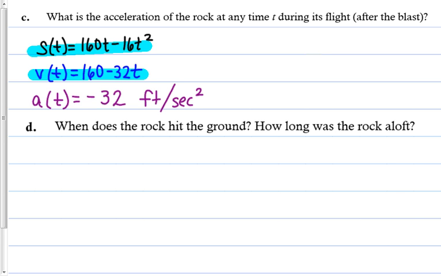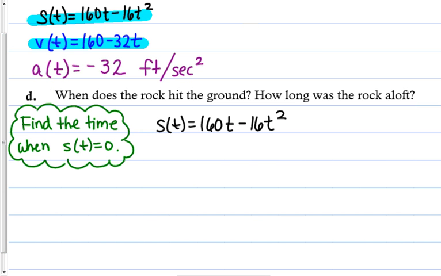Okay, D. When does the rock hit the ground? How long was the rock aloft? Okay, so one question at a time, even though they're both basically the same. When does the rock hit the ground? The rock hits the ground when the position is 0 again. So position is 0 when it starts off, being propelled into the air. And then when it hits the ground again, the position is 0 again. So we're going to take the position function and set it equal to 0, and then I'm going to solve for t.